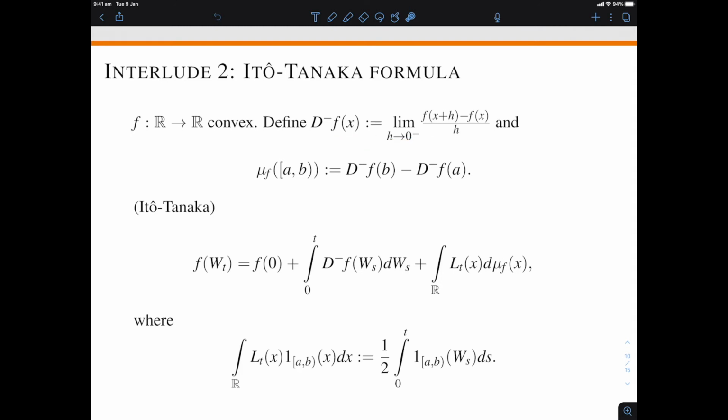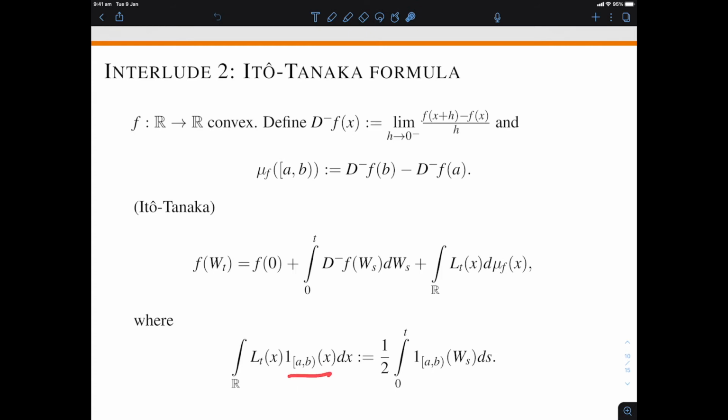a left derivative, and you can define a measure that will charge an interval in the following way. Take the left derivative of f at point b minus the left derivative of f at point a. Now, with this definition, you have an Ito formula that involves this left derivative instead of the standard derivative, and instead of the term 1/2 integral of f second of the process ds, you have this integral involving the measure that replaces the integral of the second derivative and something here called the local time associated with the Brownian. And the local time is defined in that way.